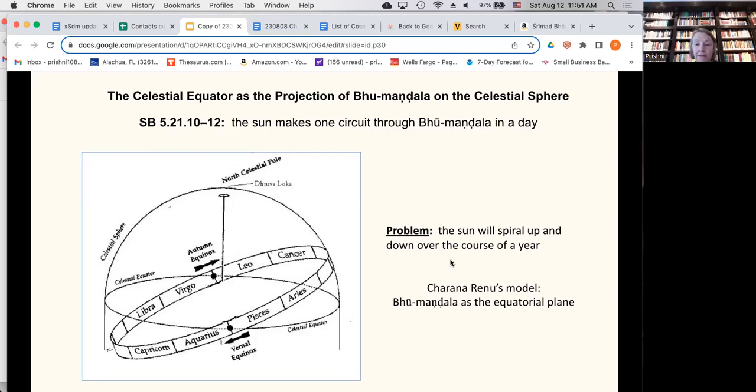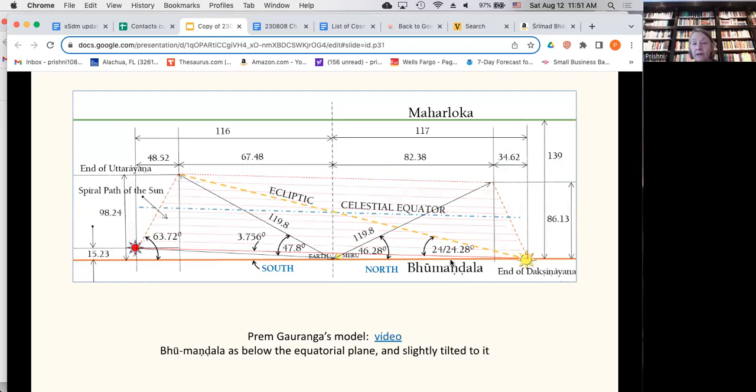But I just wanted to add this in at the very end, because this is another far out video. Prem Guranga is working on a model that is basically using the Bhumandala as very close to the equatorial plane. Here we have it. It's a 3.7 something angle difference. You can see here's the Bhumandala, and here's the equatorial plane. Now watch this video. You can see this track up here, this vertical thing, is the spiral path of the sun. He actually did a video where you can see the sun spiraling up. So watch this one. This I think will really help.